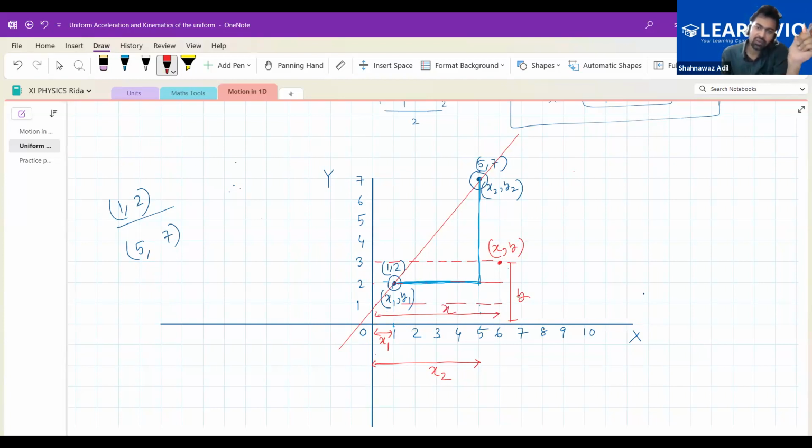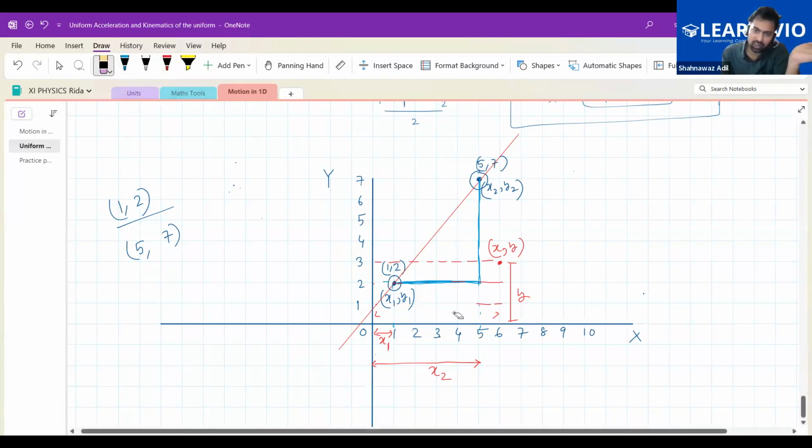Now let's come to this point (1, 2). So what is x? x is 1. Okay. And this point, 5. So what is x? 5. Okay, understood. Right. So this is how.